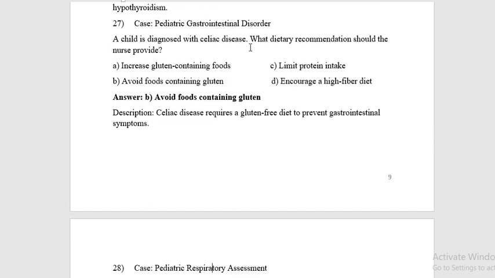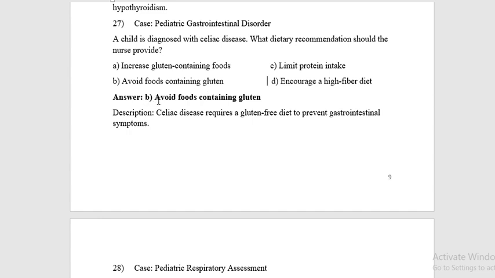Question 27. Pediatric gastrointestinal disorder. A child is diagnosed with celiac disease. What dietary recommendation should the nurse provide? A. Increase gluten-containing foods. B. Avoid foods containing gluten. C. Limit protein intake. D. Encourage high-fiber diets. The answer is choice B.